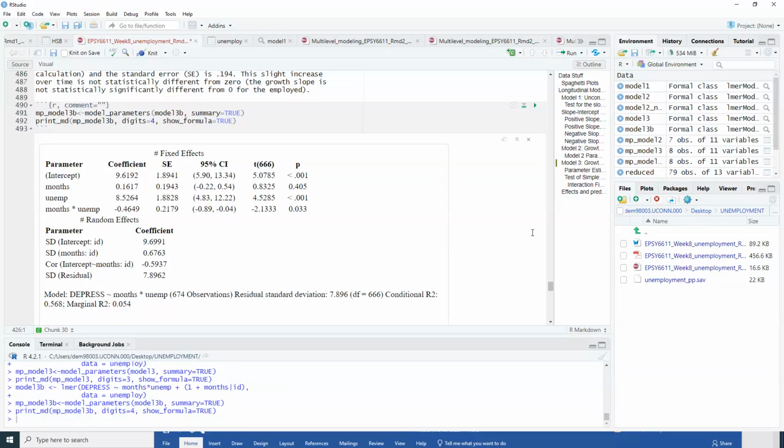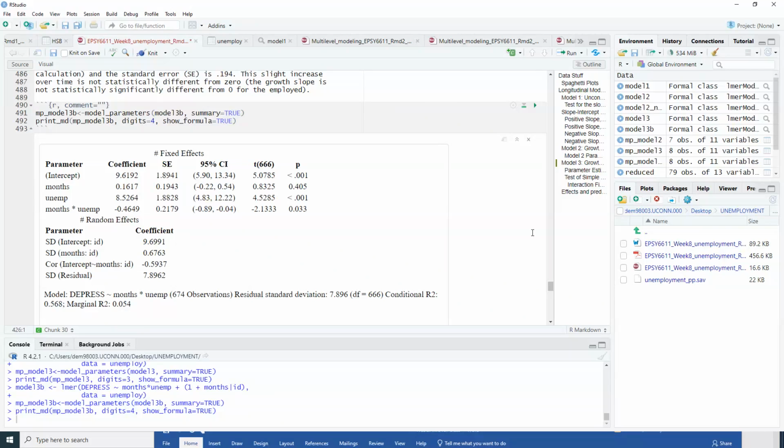That's okay. By the way, remember a slope just means on average, and this is another important point, because we've got fixed effects and we've got random effects. So you could have a fixed effect that's not statistically significantly different from 0. That doesn't necessarily mean you should get rid of it, because on average across everybody it may not be different from 0, but there could still be a lot of between person variability in that slope. So this is saying on average, for people who are employed, the slope is 0.17 points per month, and it's not statistically significantly different from 0.